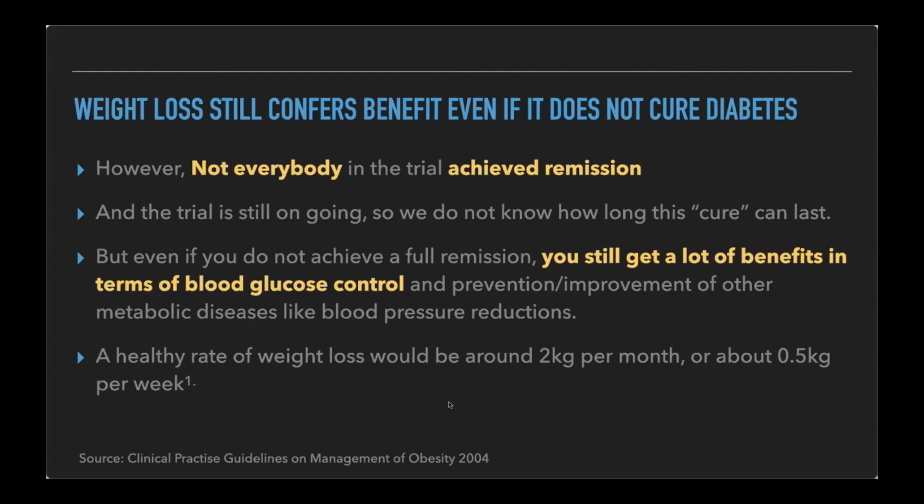However, not everybody in the trial achieved remission, and the trial is still ongoing, so we do not know how long this cure can last. But even if you do not achieve full remission, you still get a lot of benefits in terms of blood glucose control and prevention or improvement of other metabolic diseases, like blood pressure reductions, if you lose weight. A healthy rate of weight loss would be around 2 kilograms per month or about half a kilogram per week.